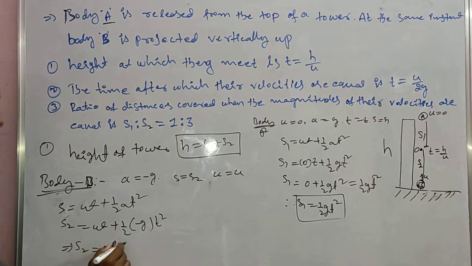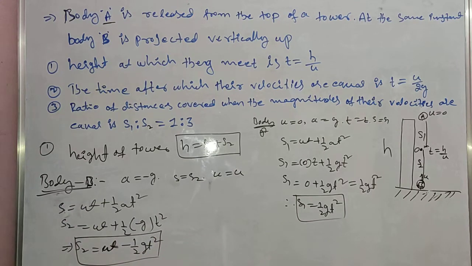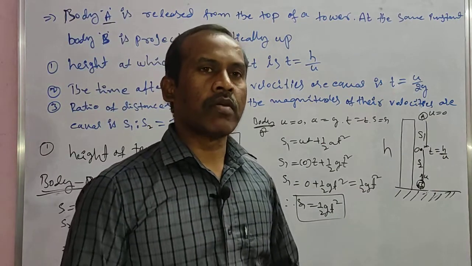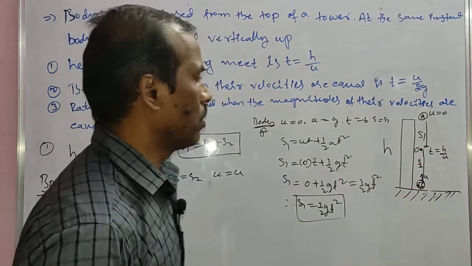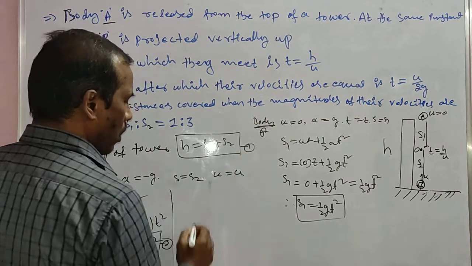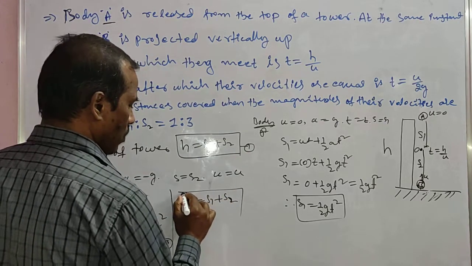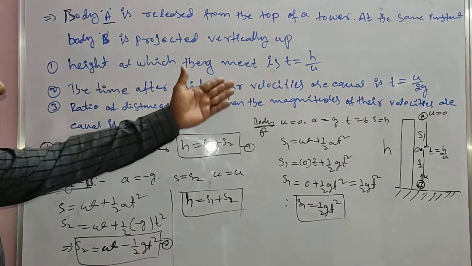So S2 is equal to ut plus into minus, that is minus half g t square. This is the displacement S2, the distance covered by body B. So the total distance covered by both bodies, S1 plus S2, is equal to H, the height of the tower. This is equation 1. Now H is equal to S1 plus S2. Substituting equation 1 and equation 2, we will get t is equal to H by U.